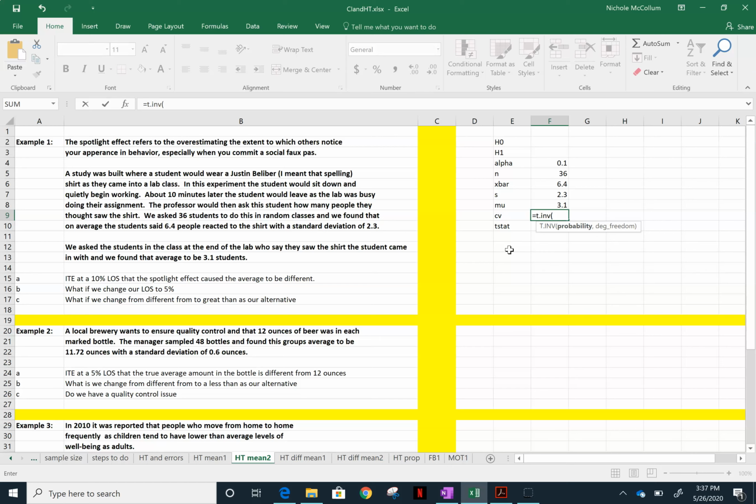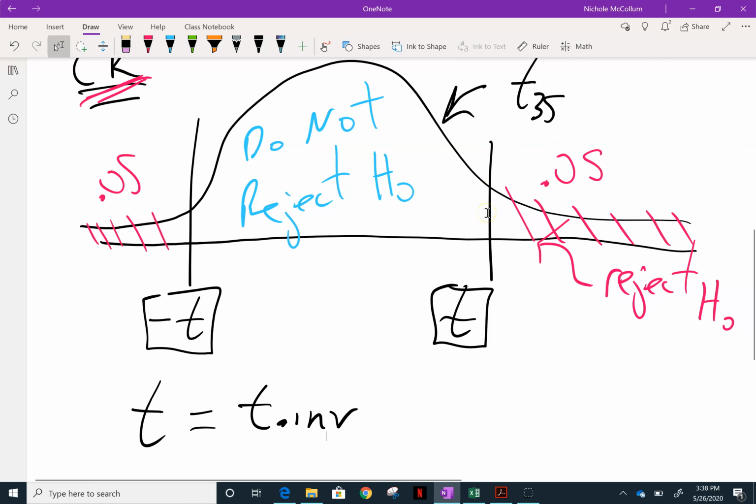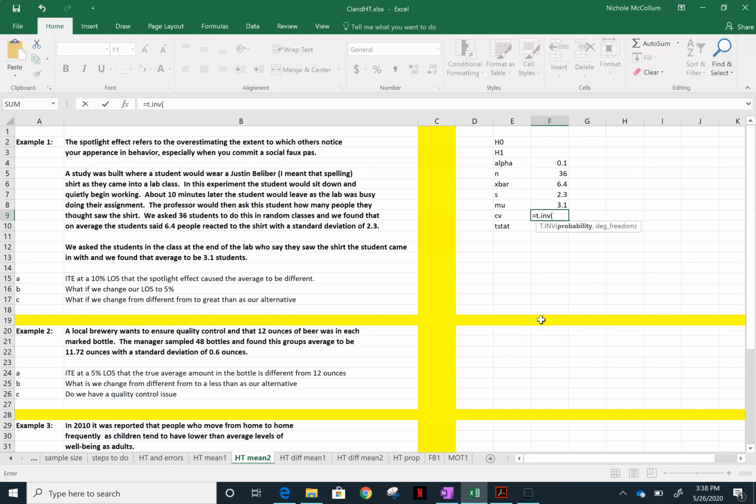So you got to go back to that picture and think about this picture. I'm looking for a very particular bar, this bar. What is the area or probability below that bar? Well, if 5% is above it, then that means 95% is below it. And that's the number I'm going to plug into t.inverse, 0.95. Of course, my degrees of freedom is n minus 1, so 35. And that's how I get my critical value of 1.689 or 1.69 for rounding purposes.